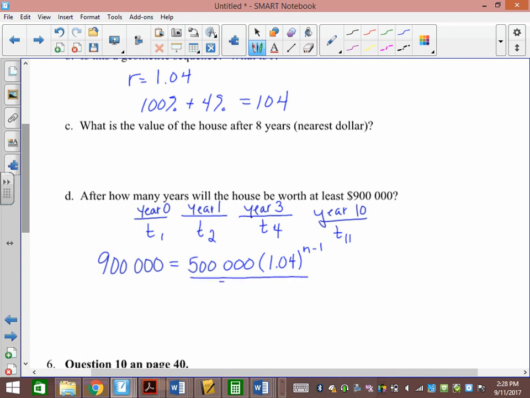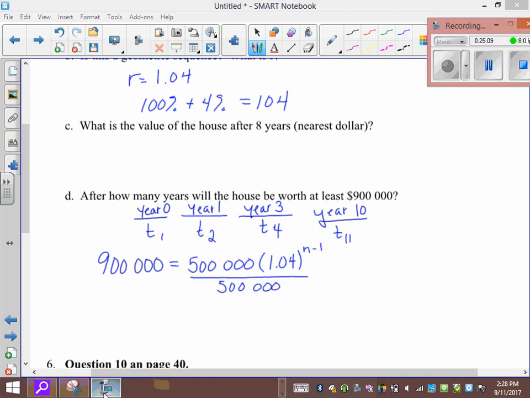So we divide by 500,000. So when we divide by 500,000, zeros cancel, and I'm left with 9 over 5 equals 1.04 to the n minus 1. What's 1.04? One second, in a fraction. So you have to do a fraction then for this, or can you not just divide by it?